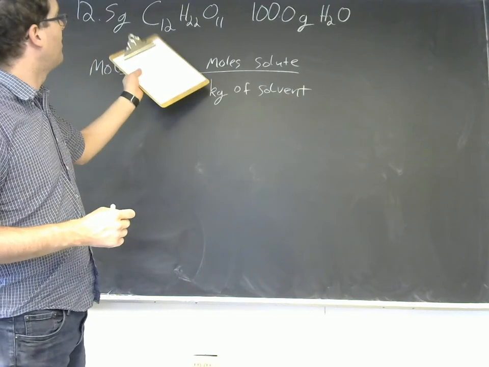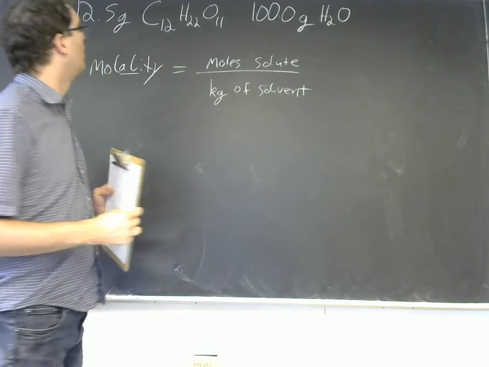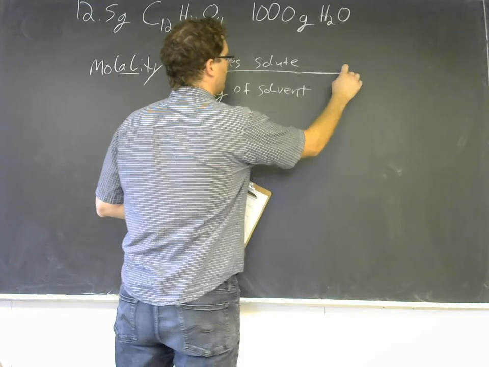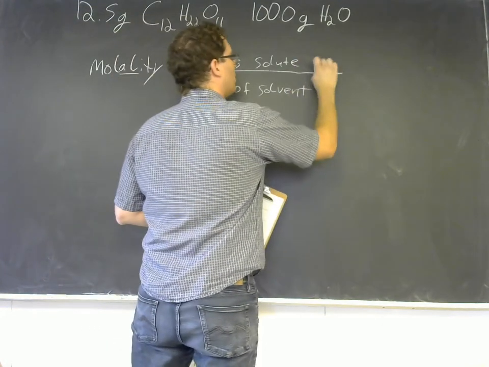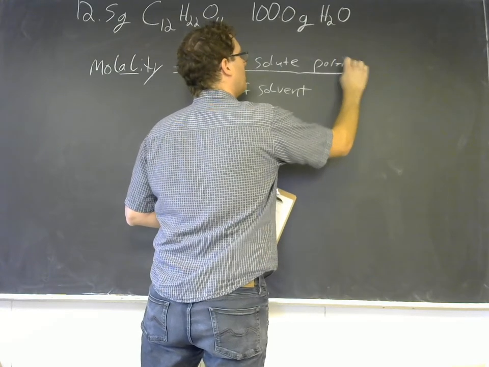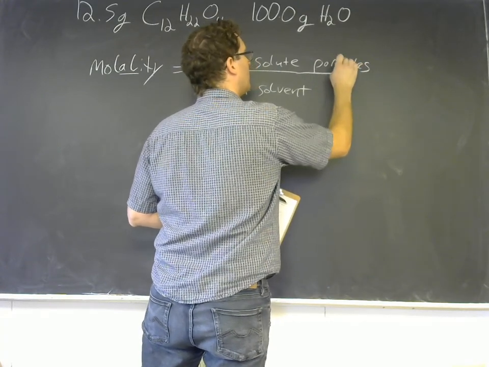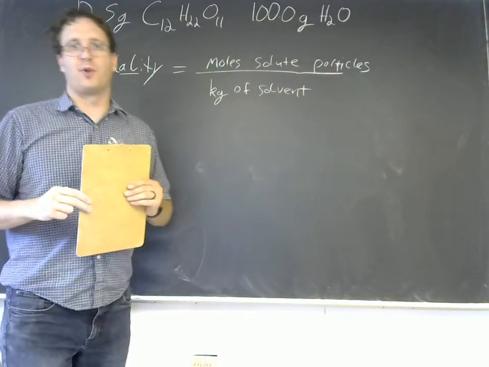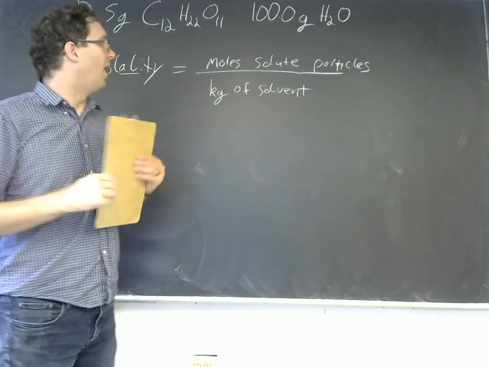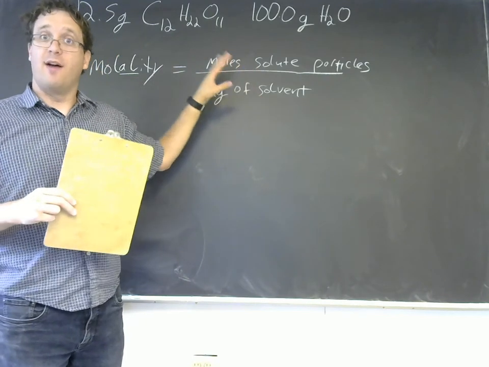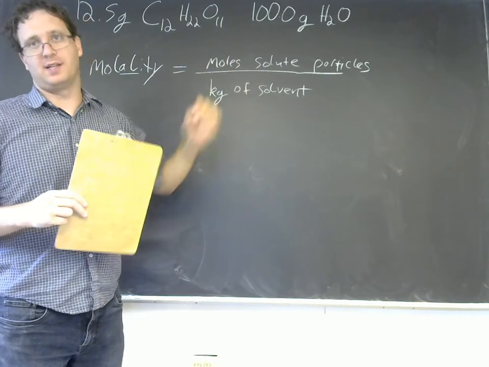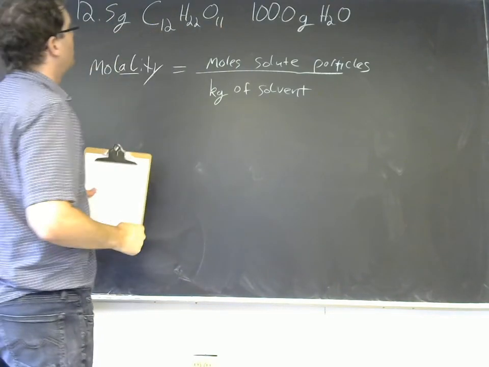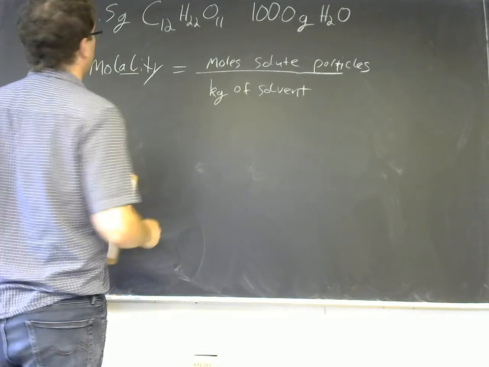Here we have sugar, which is a non-electrolyte. I'm just going to modify this equation a little bit. Moles of solute particles. Sorry, that's probably the most appropriate way to write this. That's going to eventually encompass that complexity that comes from electrolyte solutions. So let's figure out how many moles of C12H22O11 we have.